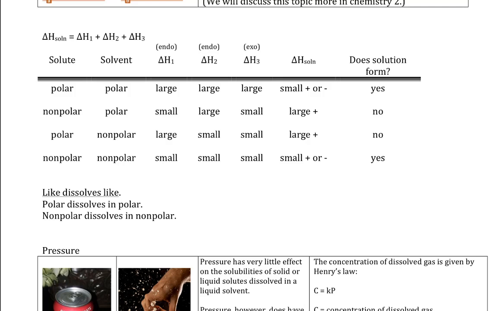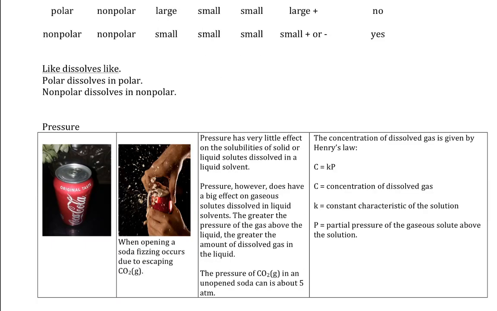The last possibility is if they are both nonpolar, delta H1 and delta H2 would be small. And then delta H3, well, nonpolar likes nonpolar, so they'll mix well together. And we will end up with a small positive or negative delta H of solution. So yes, dissolving will happen. And what this comes down to is like dissolves like, polar dissolves in polar, nonpolar dissolves in nonpolar. Okay, so that's one of our factors that affects solubility. The next one we'll talk about is pressure.